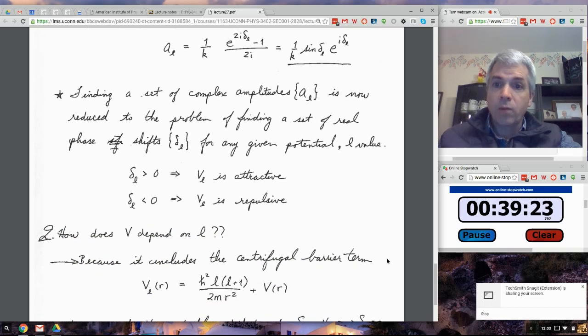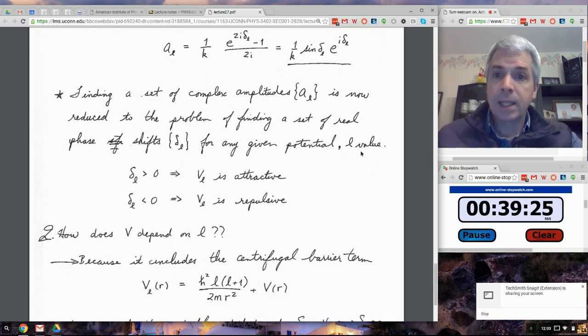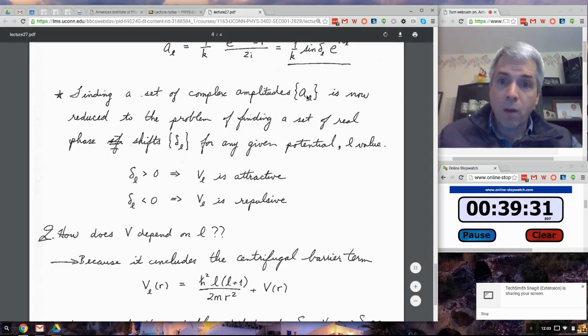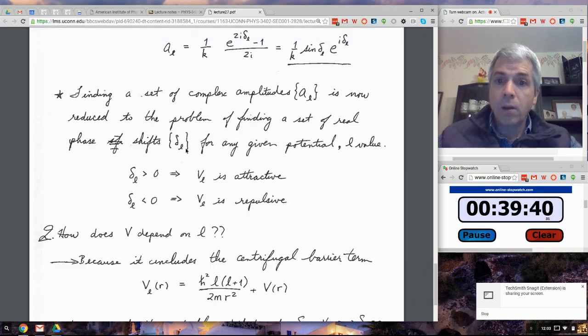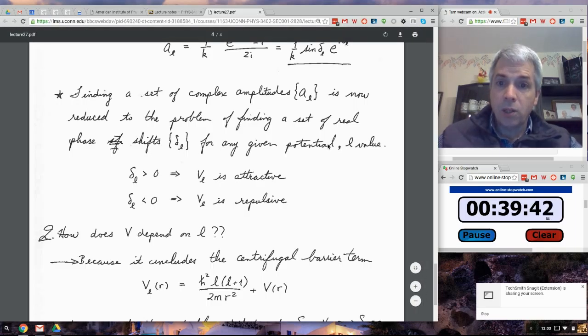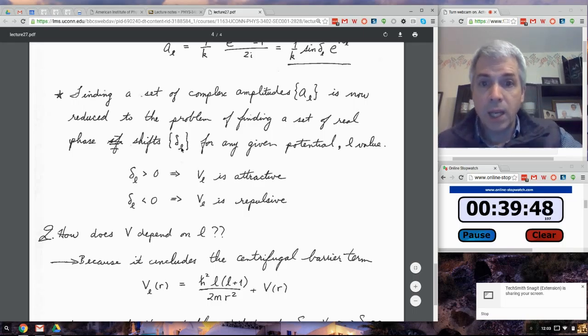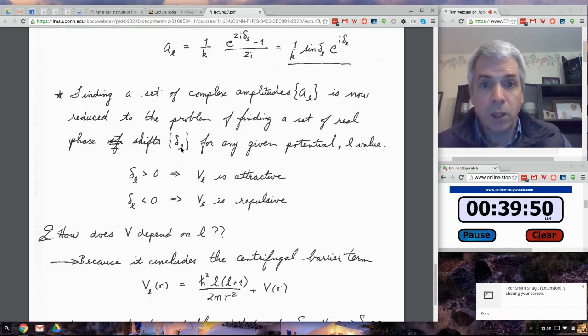So here's a summary of what I've just said. These complex amplitudes A sub L are just embodiments of the phase shift. The problem we're solving for them is simply the problem of finding the set of real numbers, delta L, between 0 and pi, or 0 and 2 pi, for any given potential. So the potential gives rise to attractive or repulsive phase shifts. The phase shifts give rise to A, and then out of those we build f of theta and the cross-section.